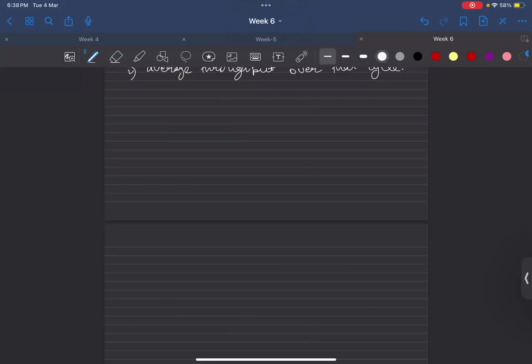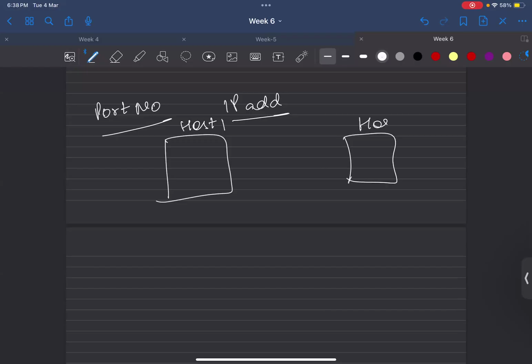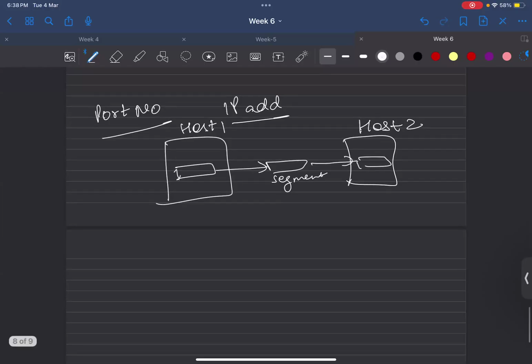Now coming to, again, I'll ask the same question I have asked multiple times. What is port number? What is IP address? I hope you now know the difference and what each is. There's host 1 and host 2, and host 1 wants to communicate with host 2. First of all, what is port number? What is IP address? Then we'll go further. Can you tell me?